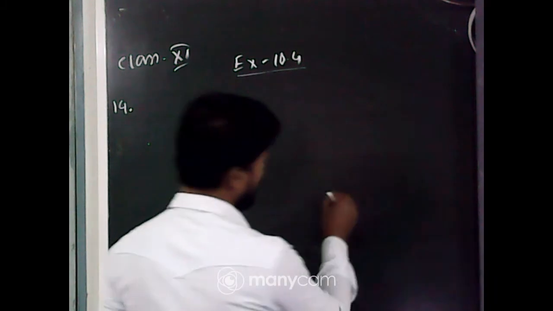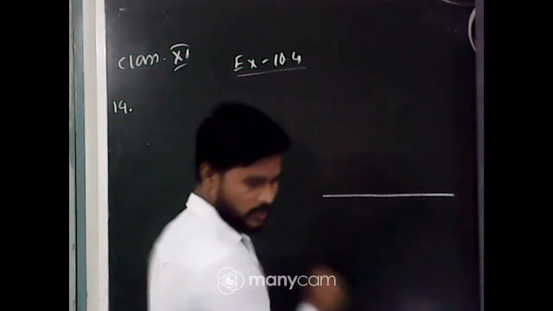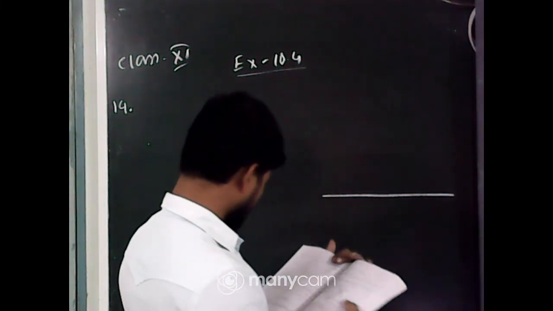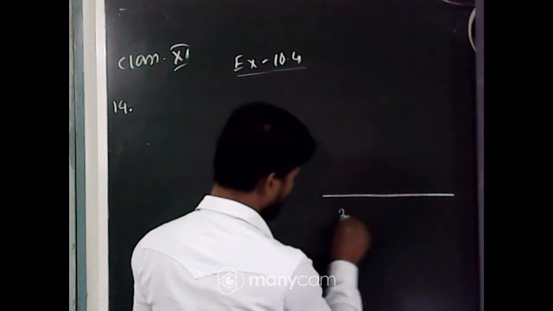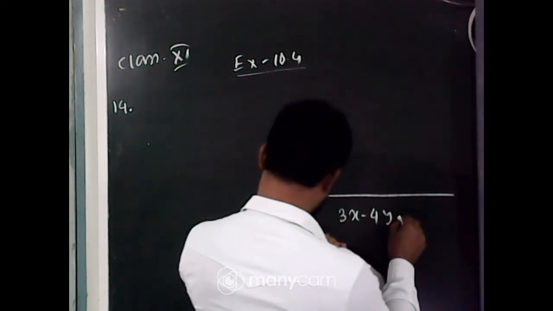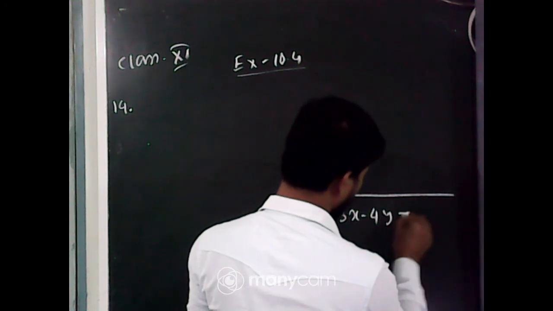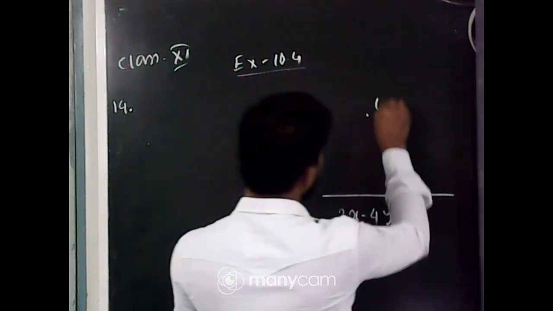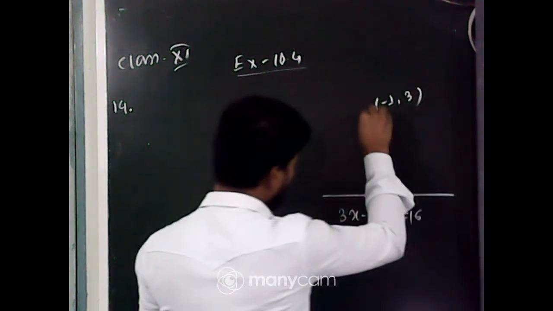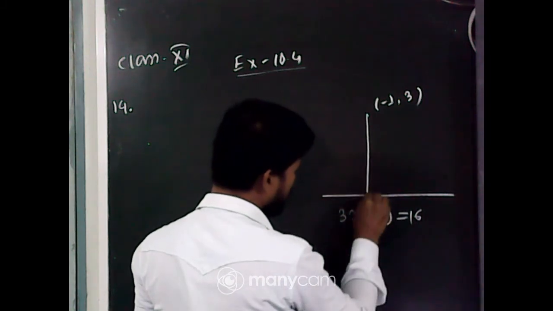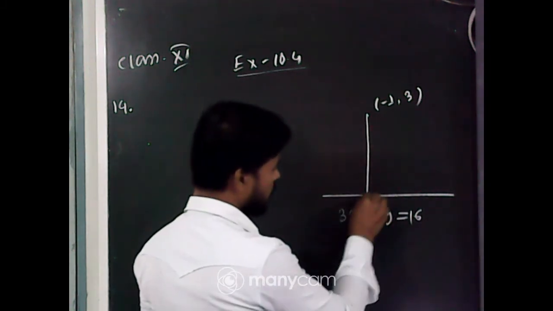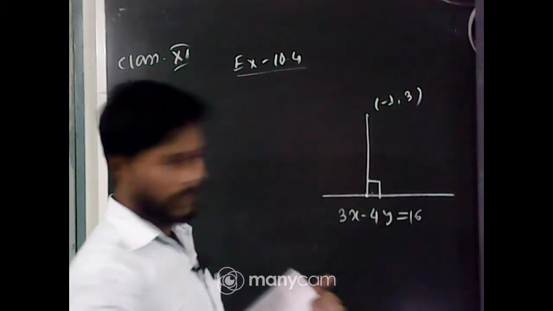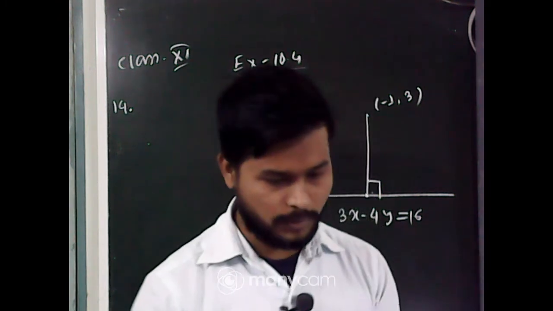Okay, so you have a straight line whose equation is 3x minus 4y minus 16 equal to 0, or you can write 3x minus 4y is equal to 16, and one point is here whose coordinate is (-1, 3). We have to find the coordinate of the foot of the perpendicular. Okay, it is given that this line is perpendicular to the given line. How to find the coordinate of the foot of the perpendicular?